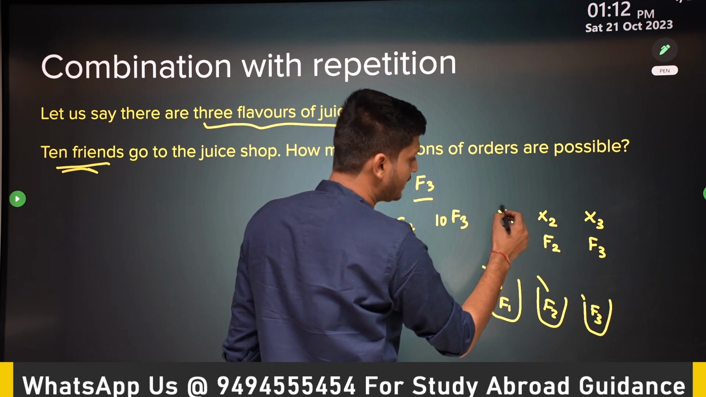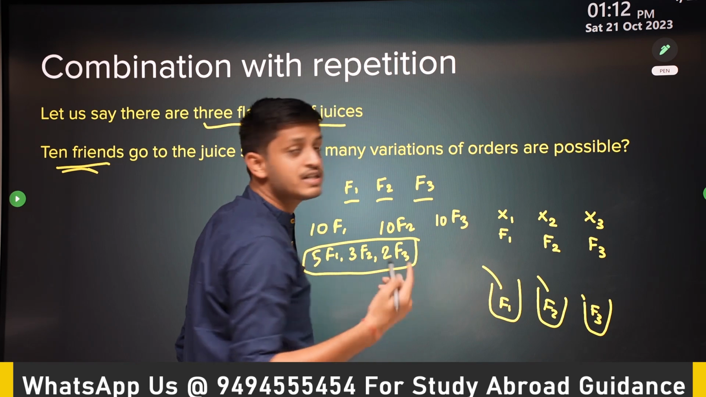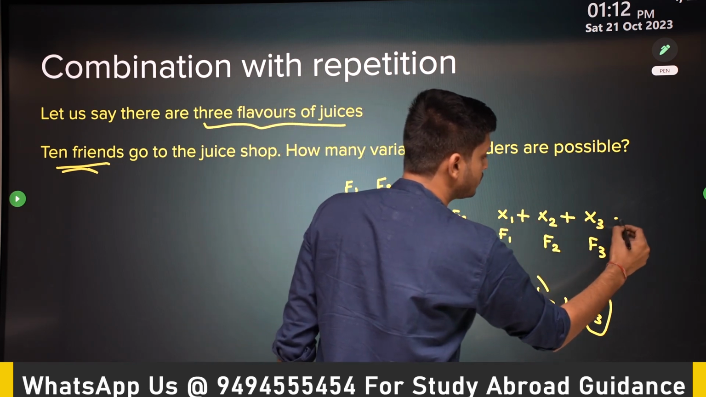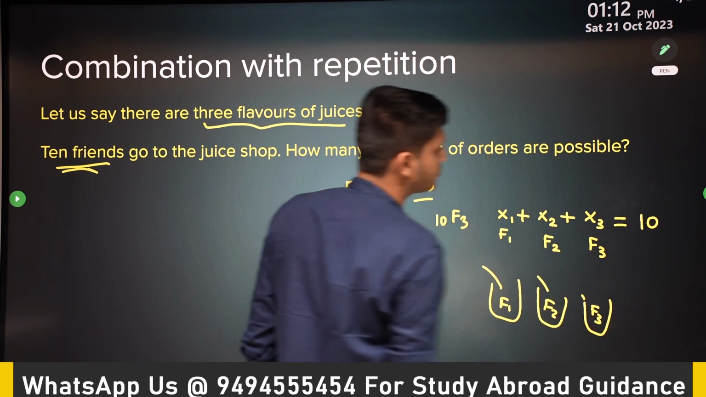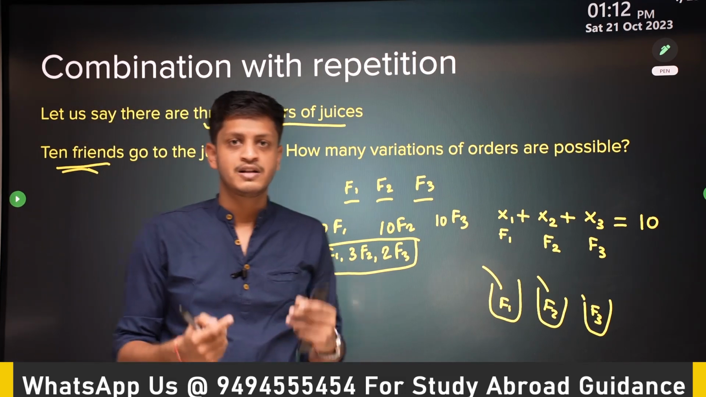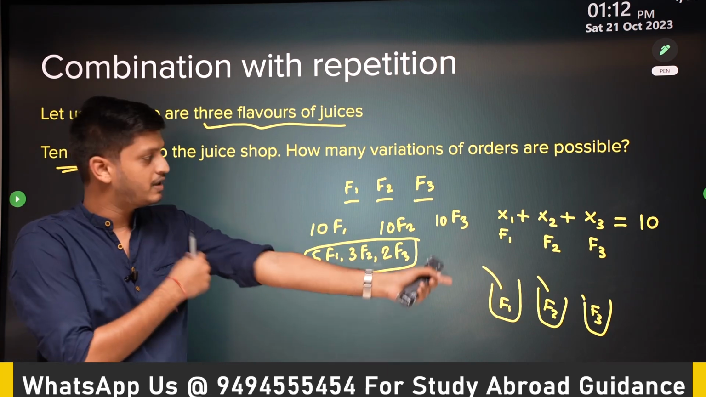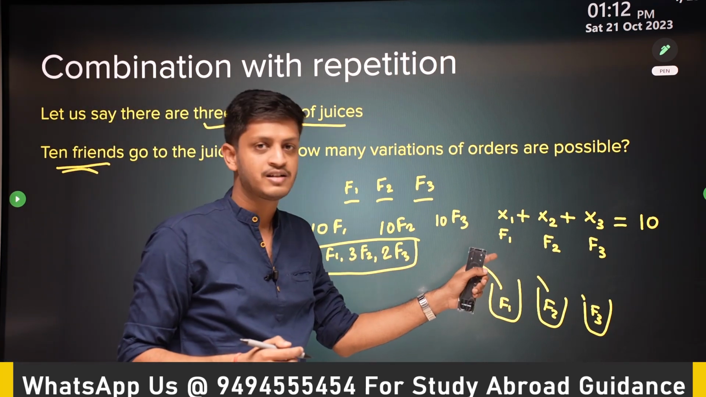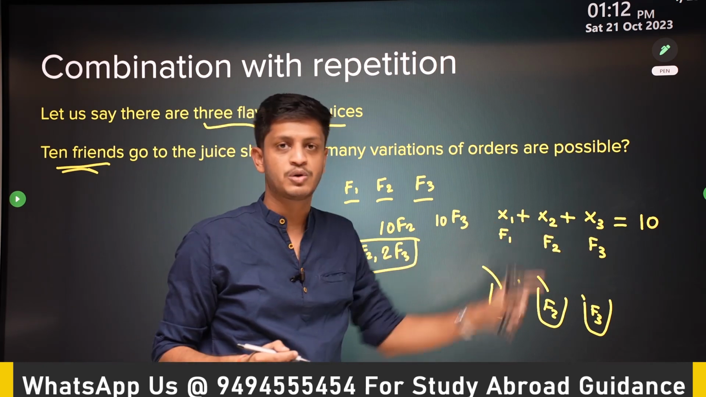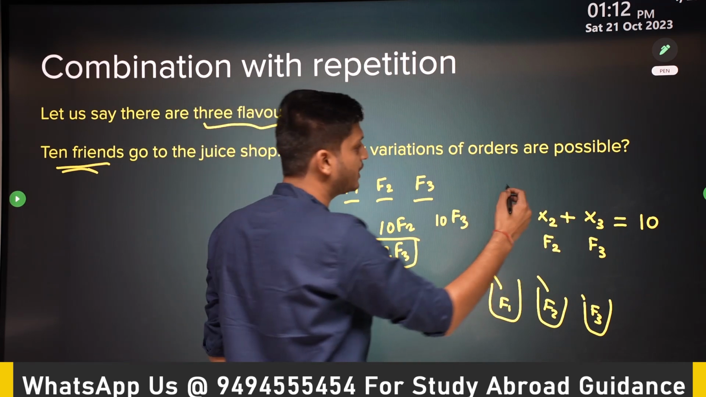So you are actually picking x1 from F1, x2 from F2 and x3 from F3. The condition is that the total number of juices should be equal to 10, because there are 10 friends going to the shop. So always when a question on combination with repetition comes, try to map it to a mathematical equation which solves the same problem. So here we have to find the number of solutions to the equation x1 + x2 + x3 = 10. Where, what is the range of x1, x2 and x3? What is the domain actually?